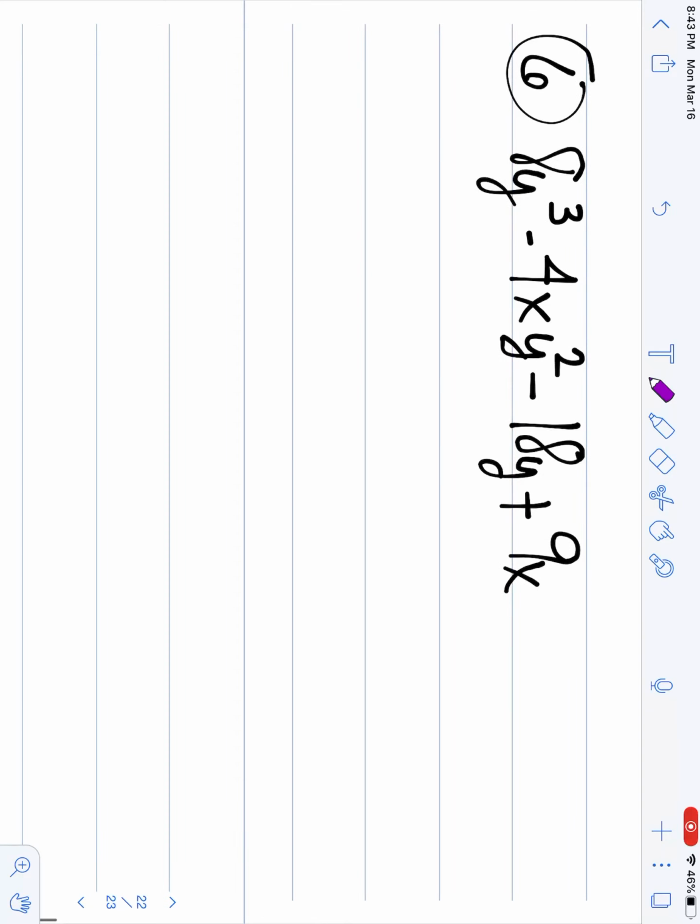Take a look at the last one here. You should know what to do by now. You're going to group them together, like so. Now, when you do this, group that sign there, that -18y. In fact, I should move that over just a little bit, so we have plenty of room to do this correctly.